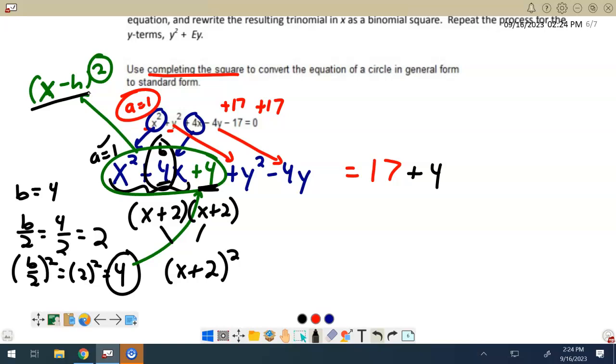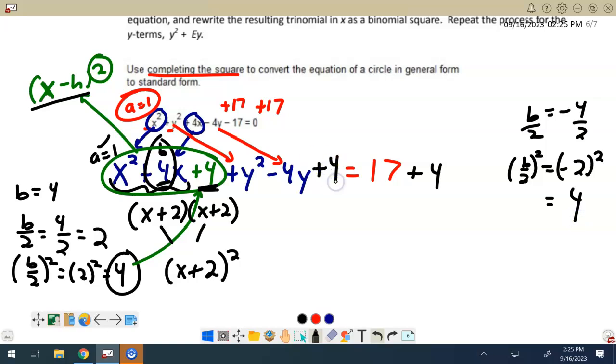So maybe pause the video here and see if you can complete the process for y. What you should get is b, which is -4. We're going to divide that by 2, which gives me -2, and then raise that to the second power. Now, -2 to the second power is +4 as well. So we're going to add another 4 here to make this factor in that special way. If I add 4 to the left-hand side, again, I have to add 4 to the right-hand side.